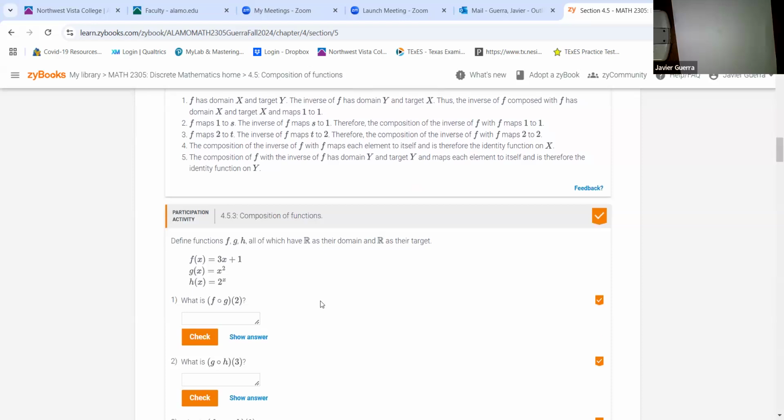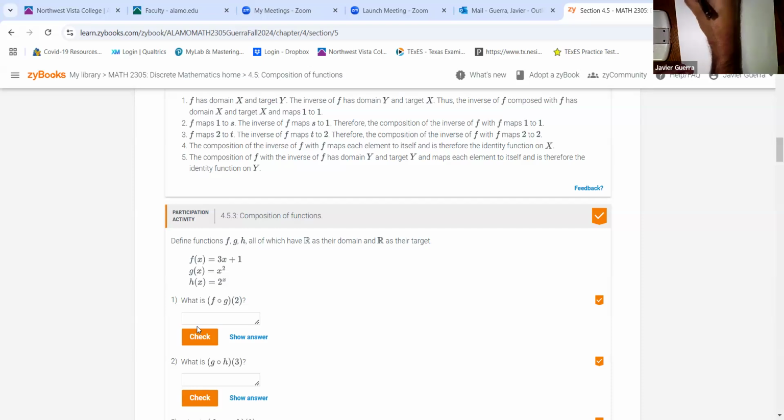All right, so let's take a look at some examples of how we evaluate composition of functions. So remember, if we want to do f∘g evaluated at 2, we have to write the notation. It's going to equal F composed with G evaluated at 2, right? Let me write down the problem.